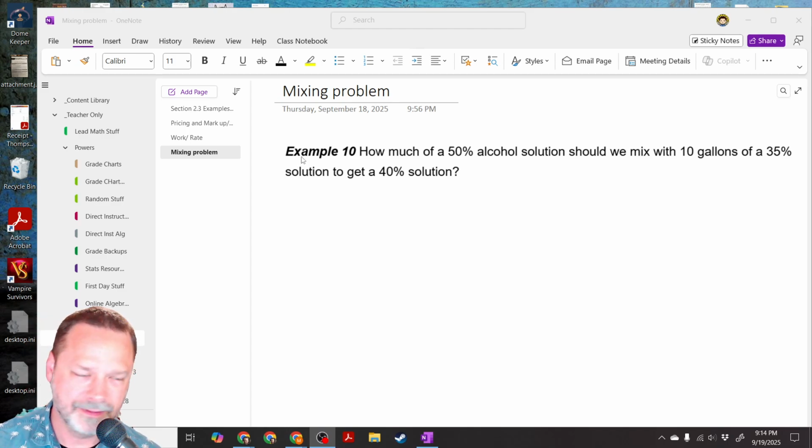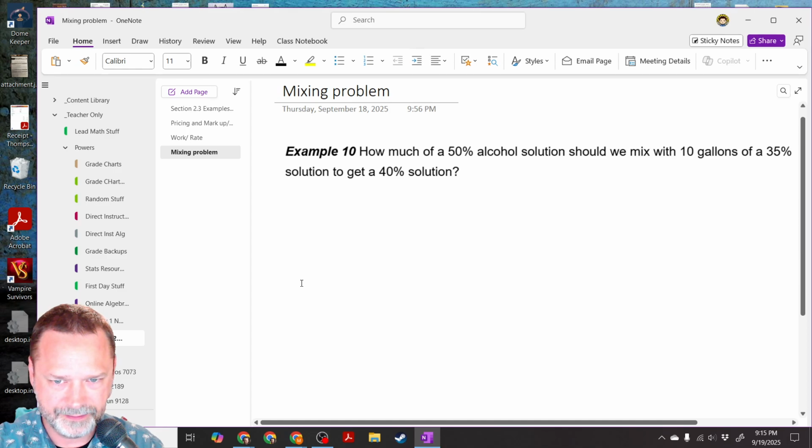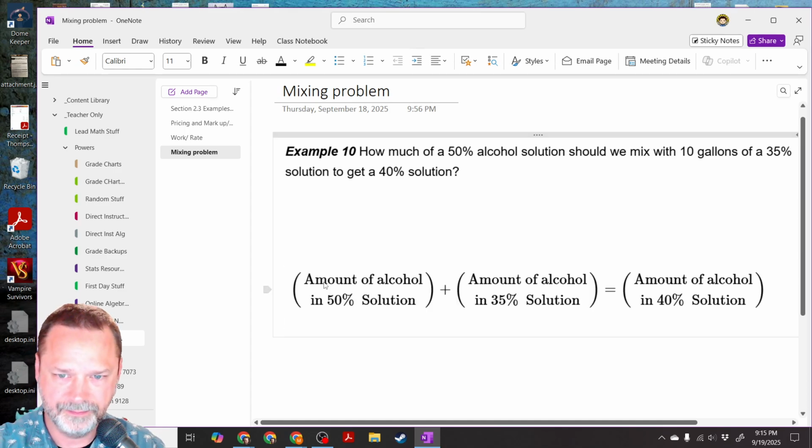And so, without further ado, let's take a look at this. How much of a 50% alcohol solution should we mix with 10 gallons of a 35% solution to get a 40% solution? Okay, so I'm kind of cheating here, but the gist of it is this.